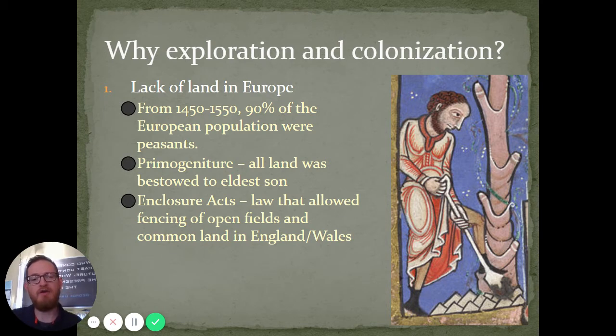So during this time, you're going to see that England passes the Enclosure Acts, which allowed fencing of open fields and common land in England and Wales. Before this, all of the land had basically just been kind of a free-for-all if you wanted to work that land. With the Enclosure Acts, now property owners could actually fence in these open fields, which meant that there was less land for peasants and other people to work on. So, one, lack of land in Europe.